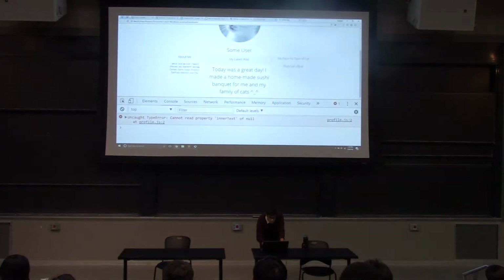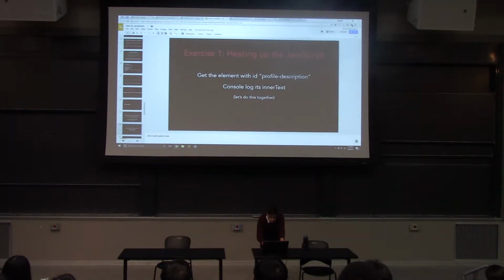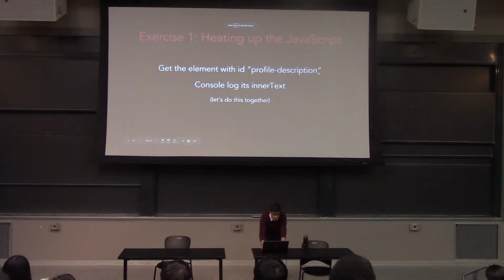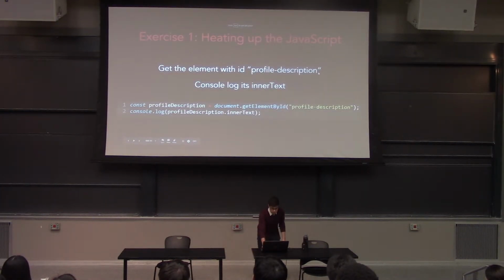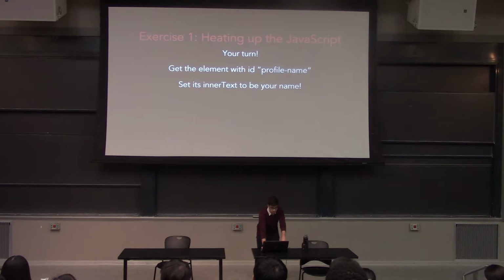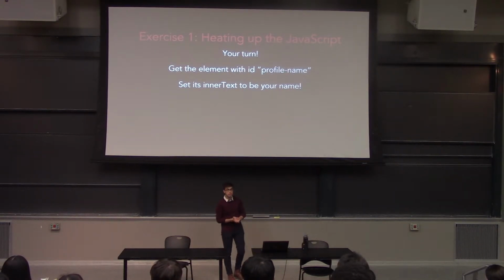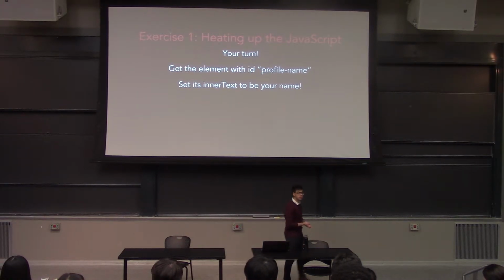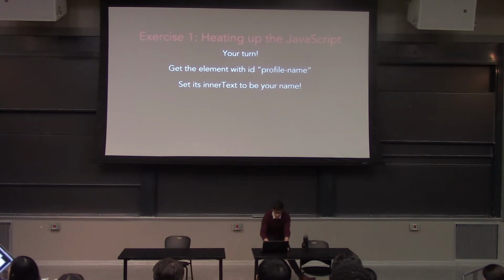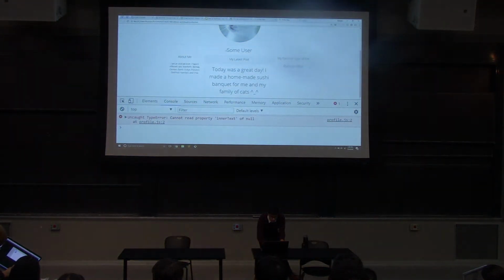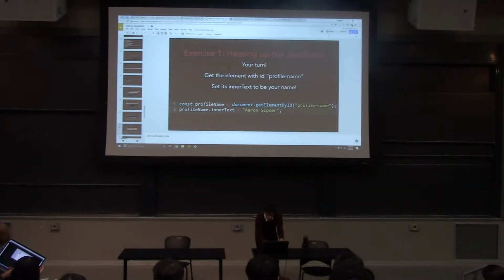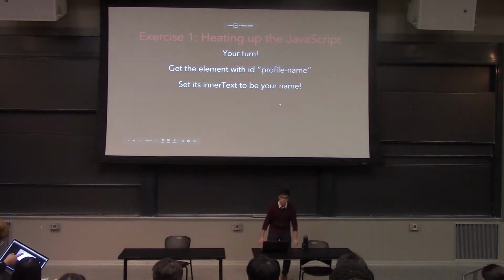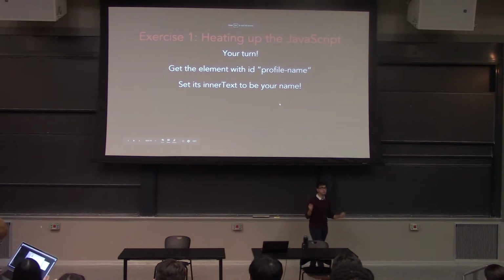What we're going to do next is, now that we've done that together and figured that out, it's time for you guys to try. This is the answer, which I just typed up right there. But now it's your turn. Try and get the element with the ID profile name. It's already in there for you, and set its inner text to be your name. Right now I believe it says some user, and we want that not to be some user. We want it to be you. So go ahead and give that a try. Set its inner text to be your name.